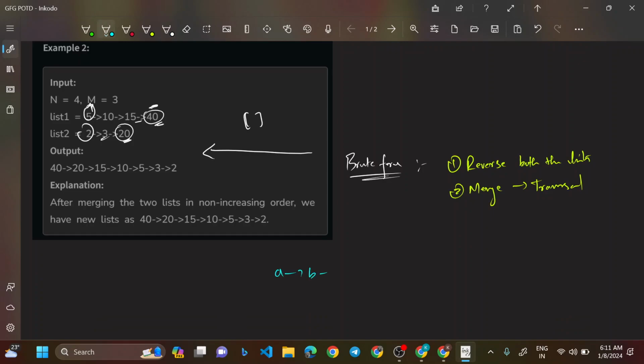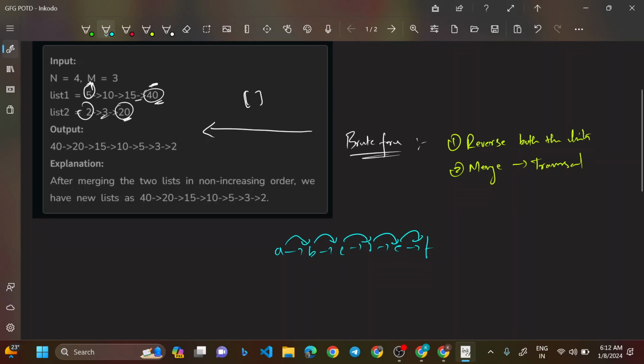So A, B, C, D, E, F. Let us assume your final linked list is like this. A's next is pointing to B, B's next is pointing to C, C's next is pointing to D, D's next is pointing to E, E's next is pointing to F. Your final linked list will be like this only. But what I am trying to tell is, find F first, and then find E, so that E's next you'll put F. Then find D, so that D's next you'll put E. Find C, so that C's next you'll put D. Find B, so that you'll put B's next to be C. And find A, so that you'll put A's next to be B. And finally you return this A.